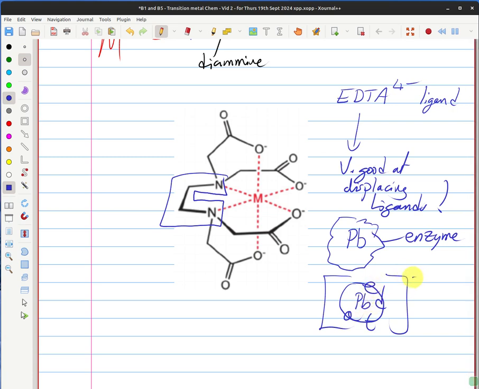Okay, so it frees up the enzyme, and because it's got a 4- charge on it, when it surrounds most metals, they will still have a residual charge. So we might have had a lead 2+. In that case, once this complex is formed, it'll be 2-. The lead 2+ takes away 2 of the negatives from the EDTA 4-, leaving 2-, which of course will be soluble. So it's easily excreted by the body.